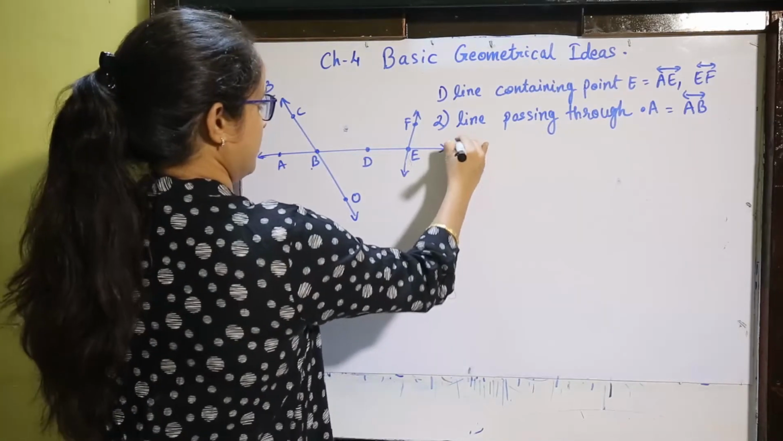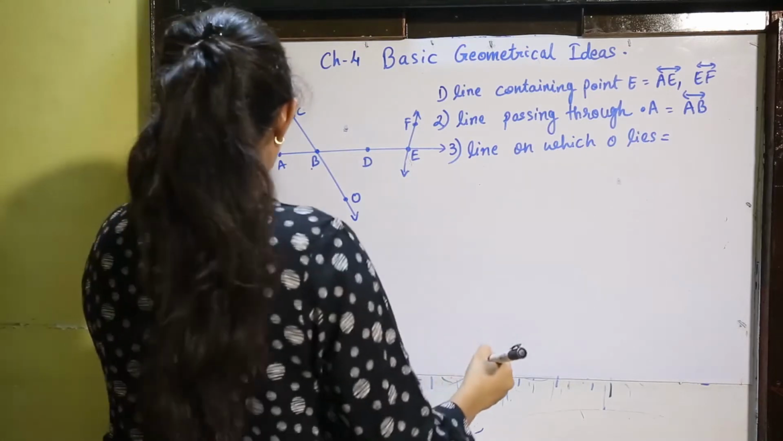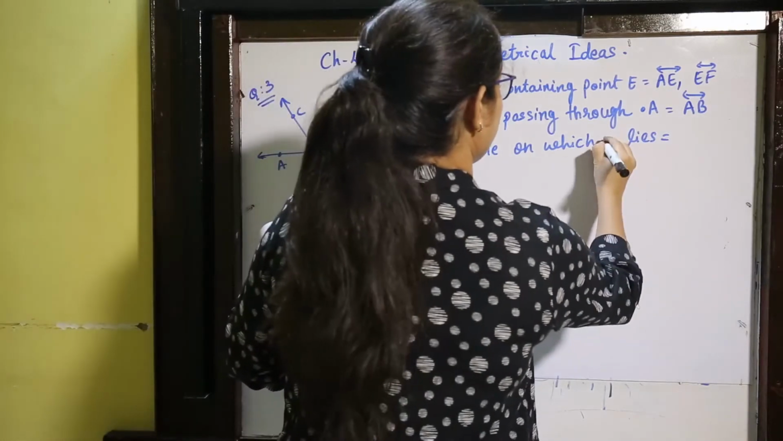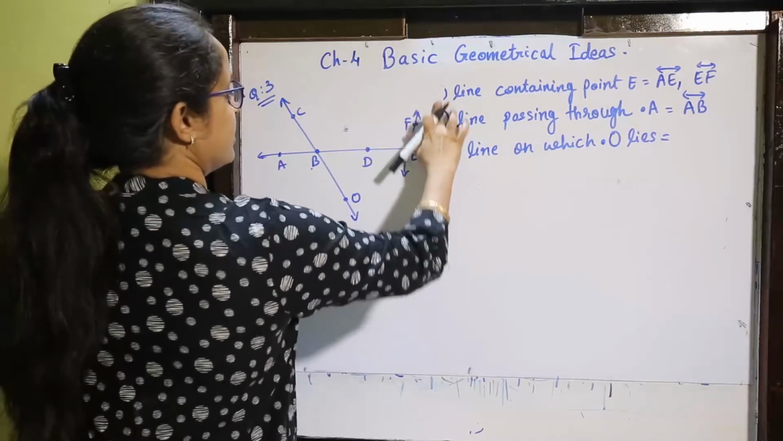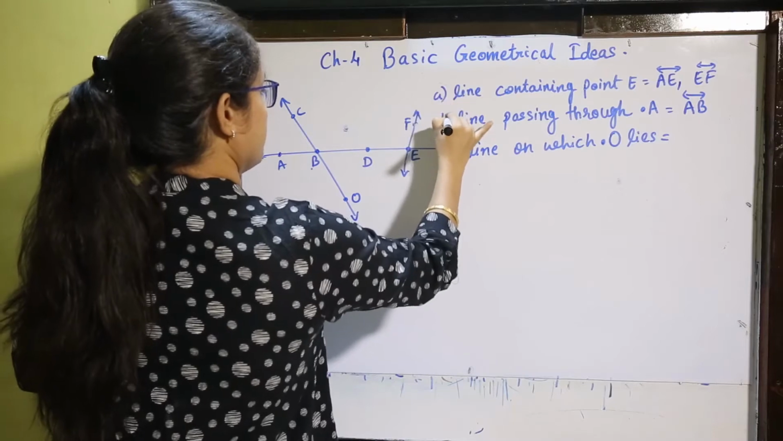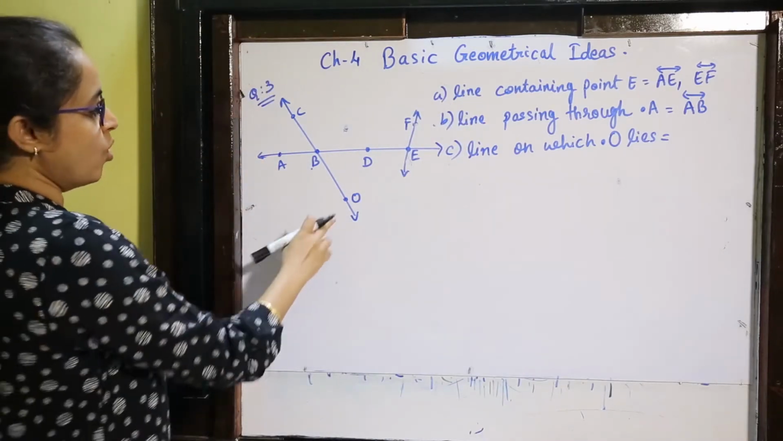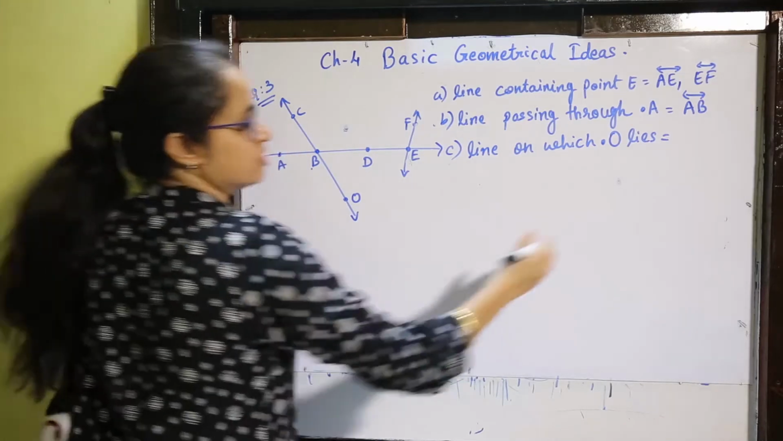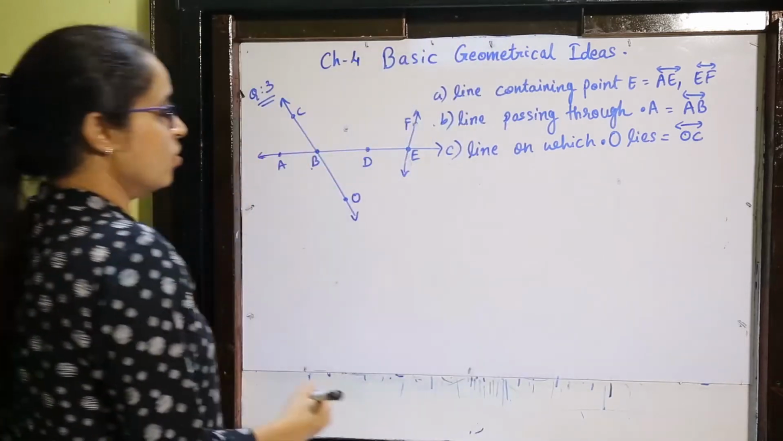Now third number, line on which O lies. So answer of this point O lies, I am sorry, point O. This is ABC, I have written 1, 2, 3, but that is ABC. A, B and C. Now which line having O, point O, OC? So you can write line OC has point O.